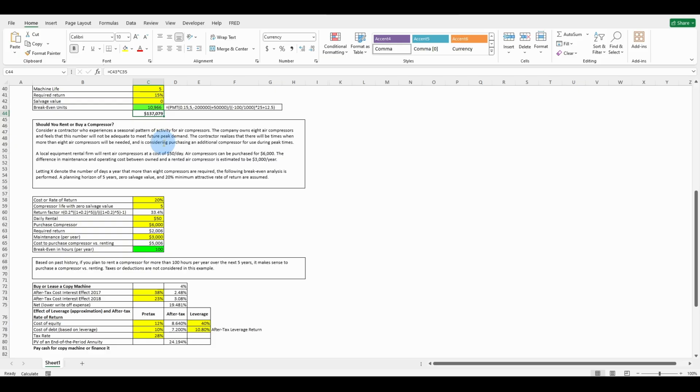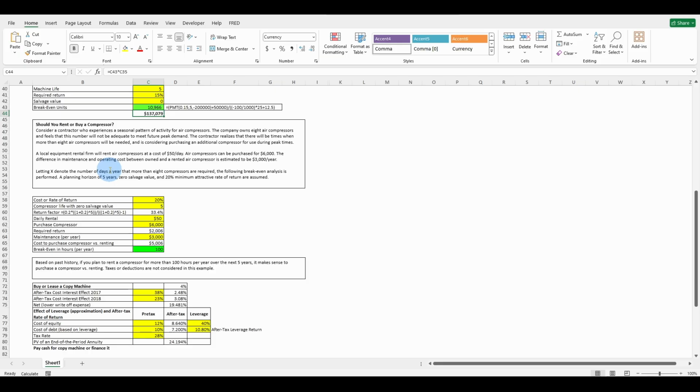Consider a contractor who experiences a seasonal pattern of activity for air compressors. The company owns 8 air compressors and feels that this number will not be adequate to meet future demand. The contractor realizes that there will be times when more than 8 air compressors will be needed, and is considering purchasing an additional compressor for use during peak times.